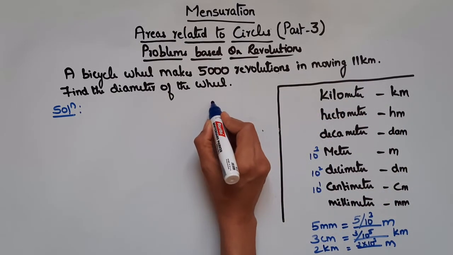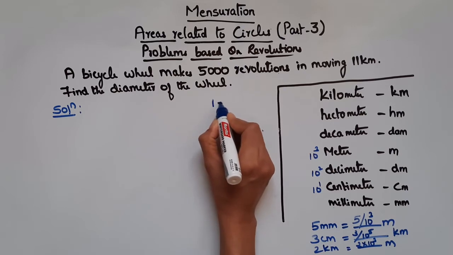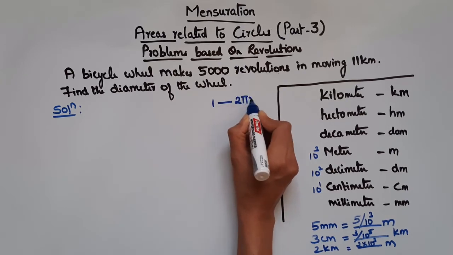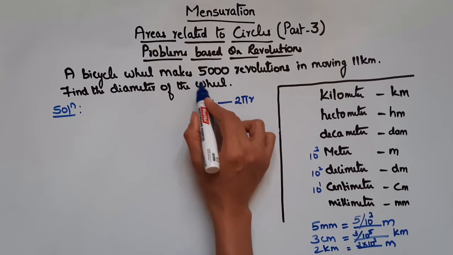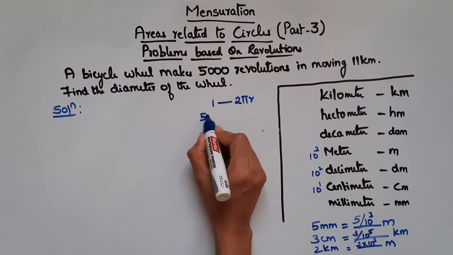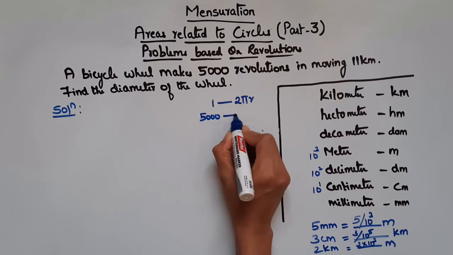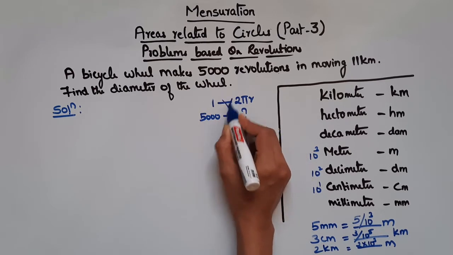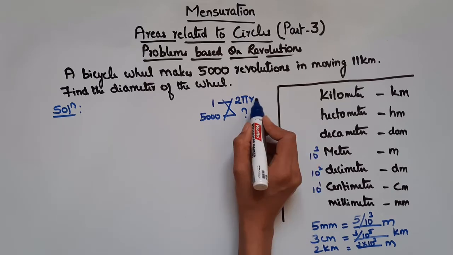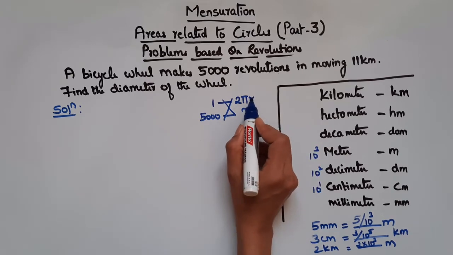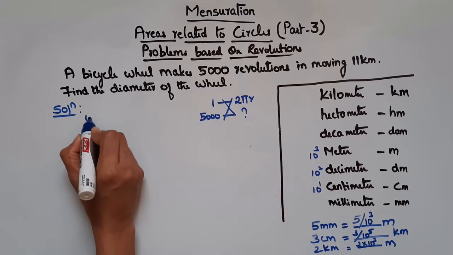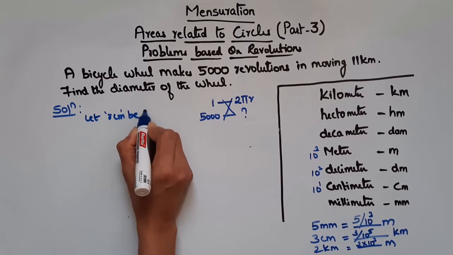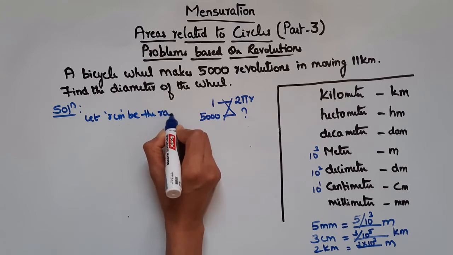We know for one revolution, the distance covered is the circumference of the wheel, that is 2 pi r. For 5000 revolutions, what is the distance covered? Simple unitary method. We have to cross multiply here, right? So first let's take the radius of the wheel as r centimeter. So let r centimeter be the radius of the wheel.